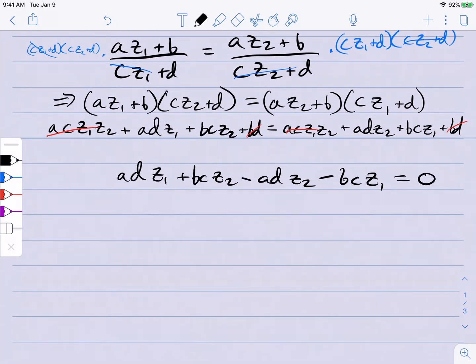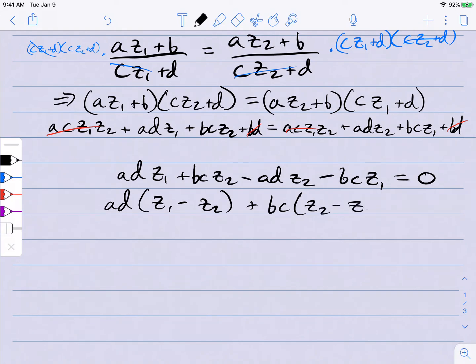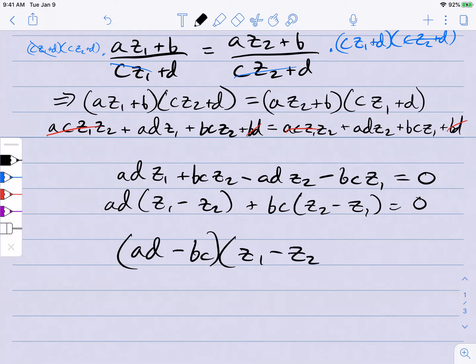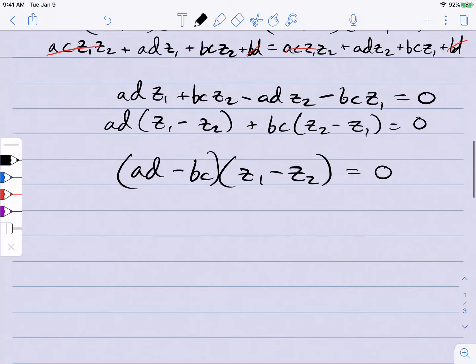And then I'll just factor things out. So I have an a d times z1 minus z2 plus b c times z2 minus z1 equals 0. And so if I pull out a minus sign here on this side, this simplifies to a d minus b c times z1 minus z2 equals 0.